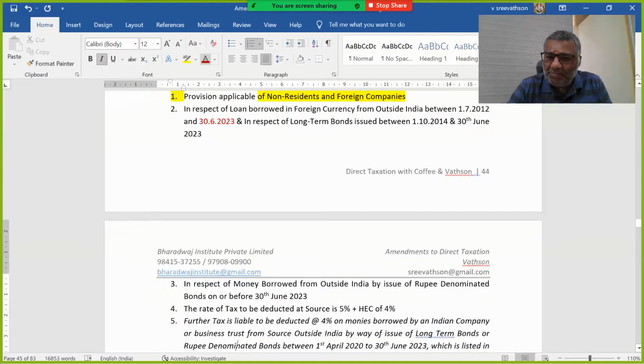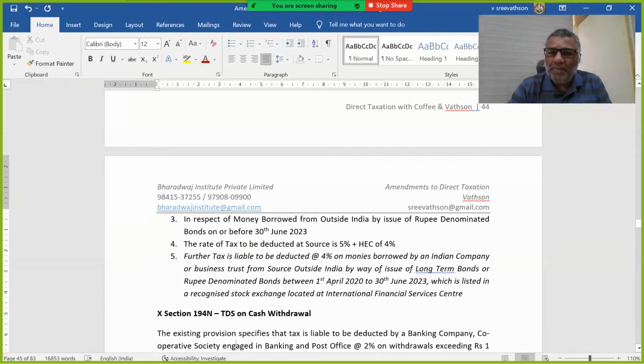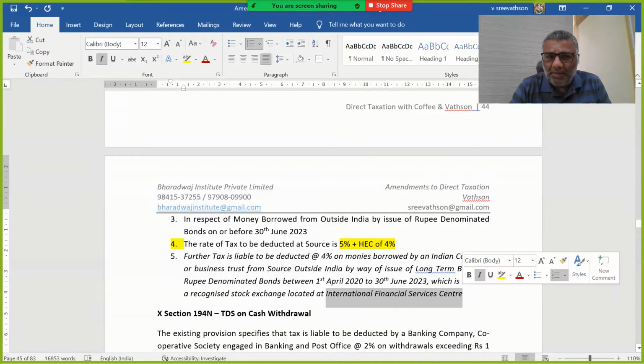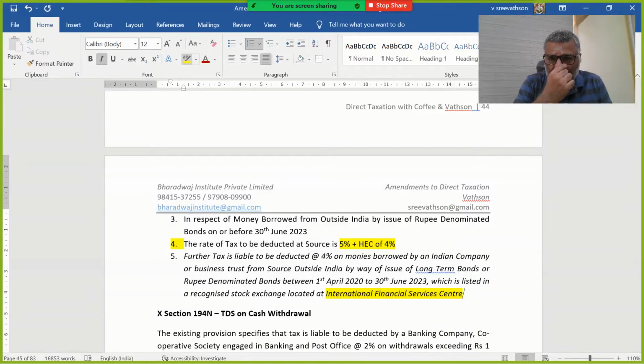The investment should be in foreign currency, in respect of money borrowed, etc. 5% plus HEC. And in the case of units of rupee denominated bonds located in IFSC, 4%. Don't worry, when we are doing this evening, I will explain this provision again. That time it will be easier to understand when we do it along with non-resident.